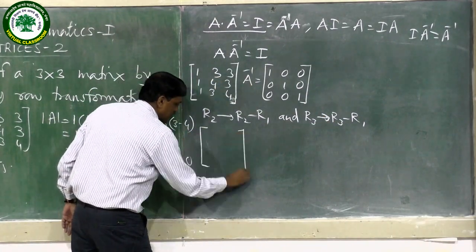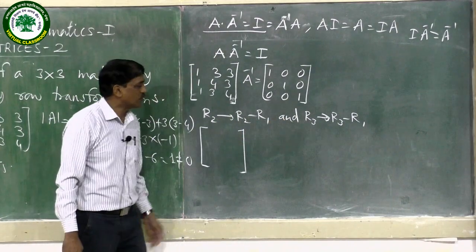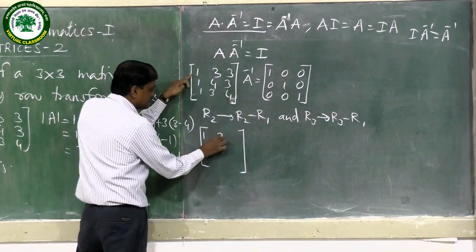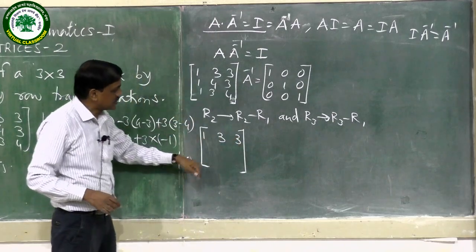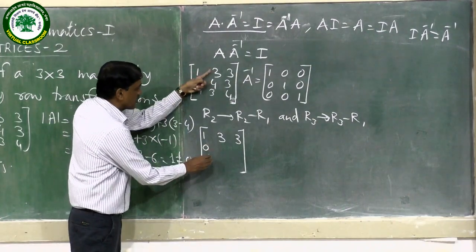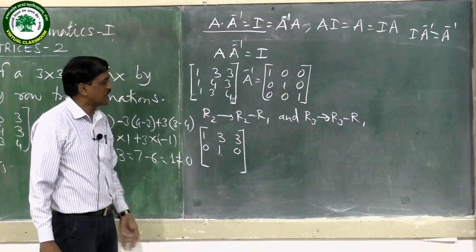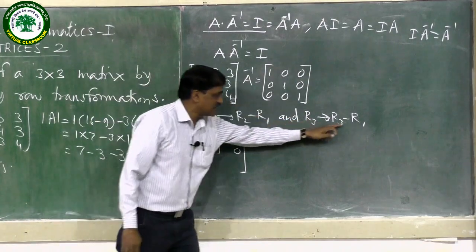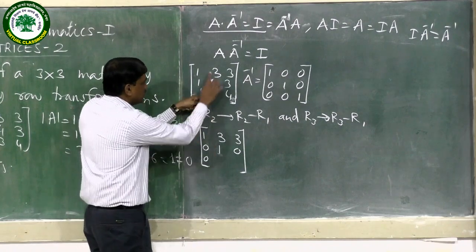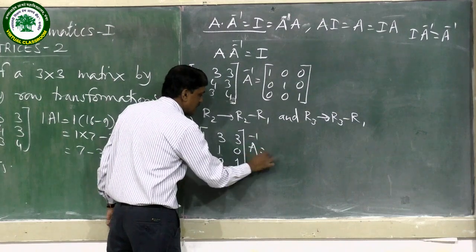The matrix A converts into, there is no change in the first row. Write it as it is. So it is 1 3 3. What is the transformation? Subtract R1 from R2. 1 minus 1 is 0, 4 minus 3 is 1, 3 minus 3 is 0. What is the next transformation? R3 minus R1, subtract R1 from R3. So 1 minus 1 is 0, 3 minus 3 is 0, 4 minus 3 is 1. A inverse as it is.